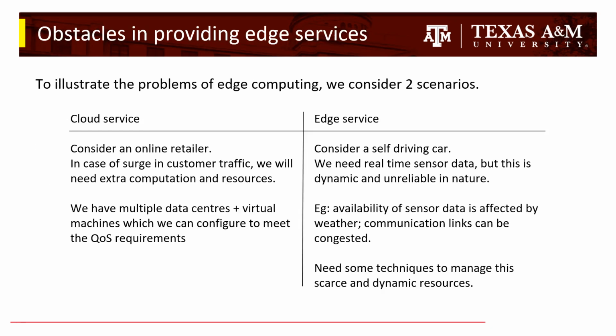Before we go on to the system design, we understand some challenges in providing edge services using some examples. First, consider an online retailer using cloud service to manage its data. In this case, if there is surge in traffic, extra computation and resources are required. In this case, we have multiple data centers that we can configure to meet the requirements. But consider an edge service provider that has a self-driving car as its client. For this, we need real-time data, but this is unreliable as it is dependent on the availability of sensor data, which can be affected by weather or by congestion in communication links. So, we need some techniques to manage this scarce and dynamic resource.